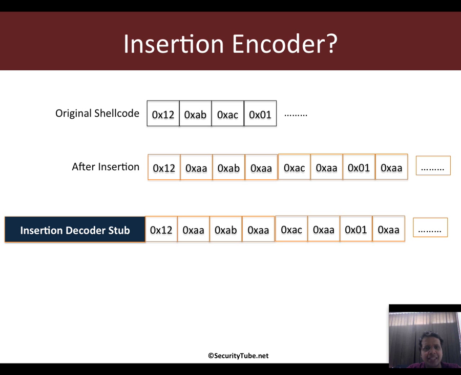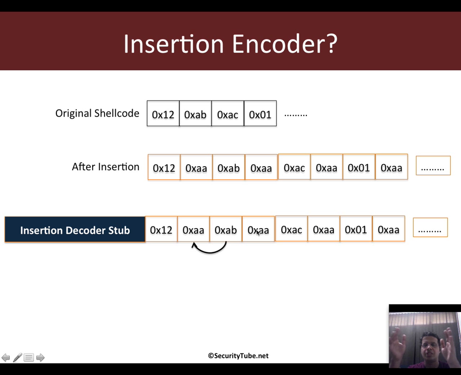Now, how do we go ahead and write a decoder for this? So the idea is again similar to what we've done in previous videos, which is write an insertion decoder stub. And what that stub would do is take the next legit value of the shellcode, which is AB, and put it in the location where the first garbage value is. Then it would take the value of AC and put it in the place where AB is. It would take the value 01 and put it in AA.